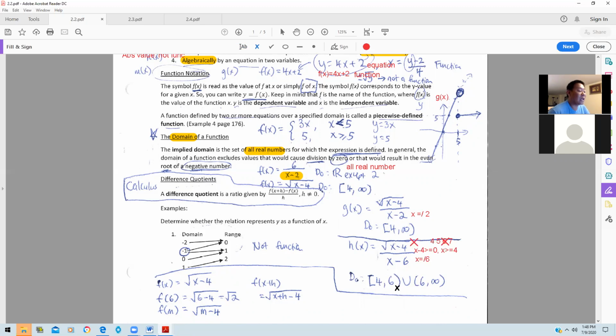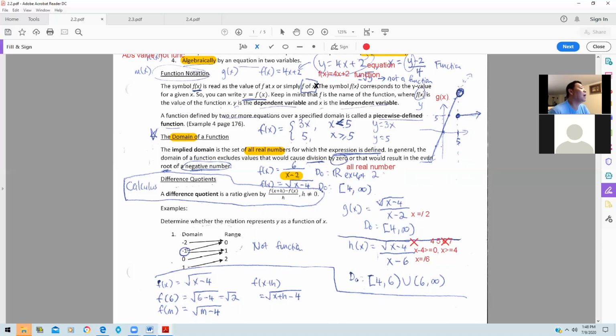And we will use a parenthesis here instead of a bracket to symbolize 6 is not included. So this is how you figure out your domain for a function. Make sure you know this, it's really important, and you will be asked about it from now until the end of class.